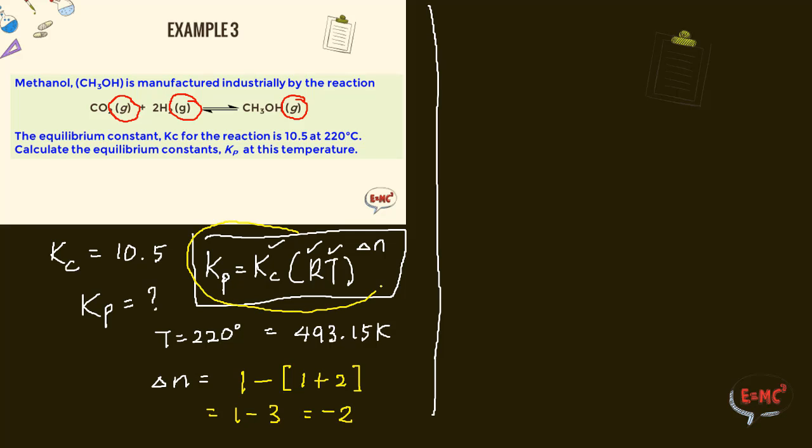Okay, so now let's continue to calculate the Kp. Alright, so from this equation, kita nak kira Kp. We're going to calculate Kp. Okay, so Kp equals to Kc times RT power of negative 2. So substitute all the values. Kc is 10.5, right, times R gas constant 0.08206. Actually the unit of R is liter atm per mole per Kelvin.